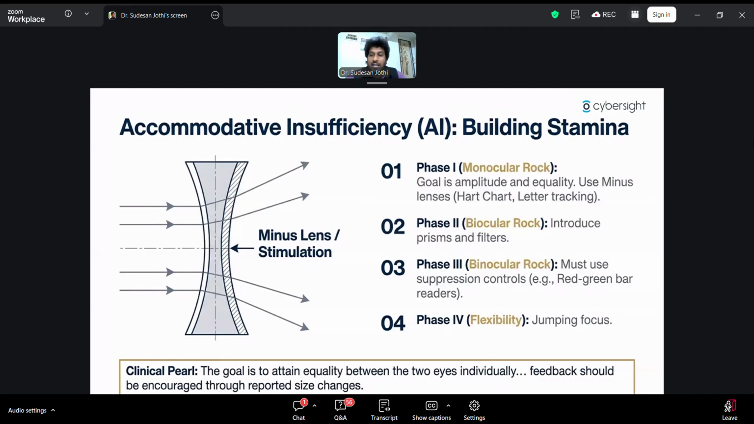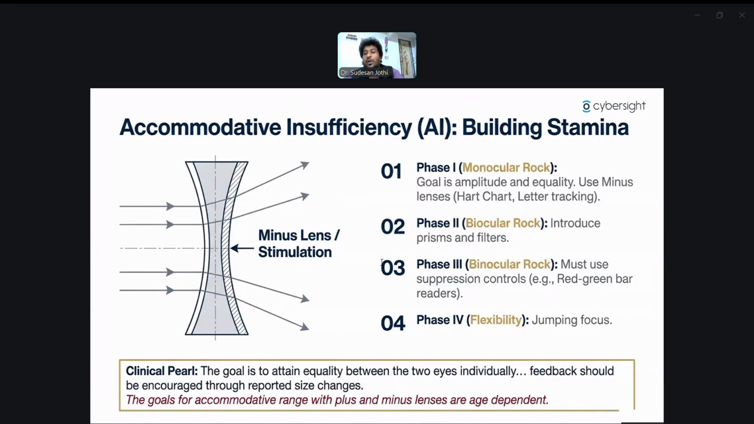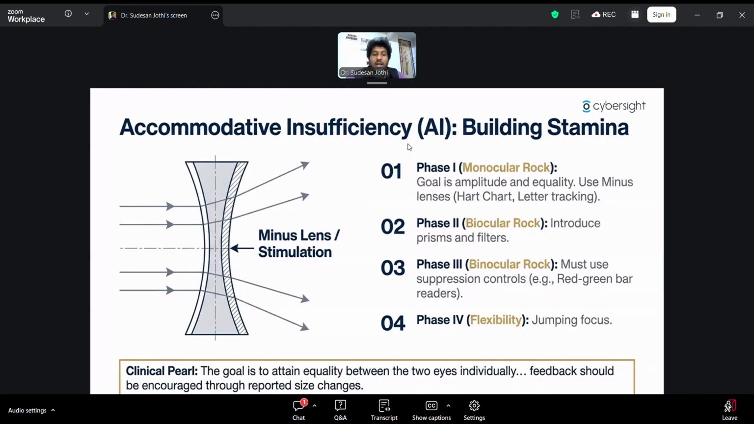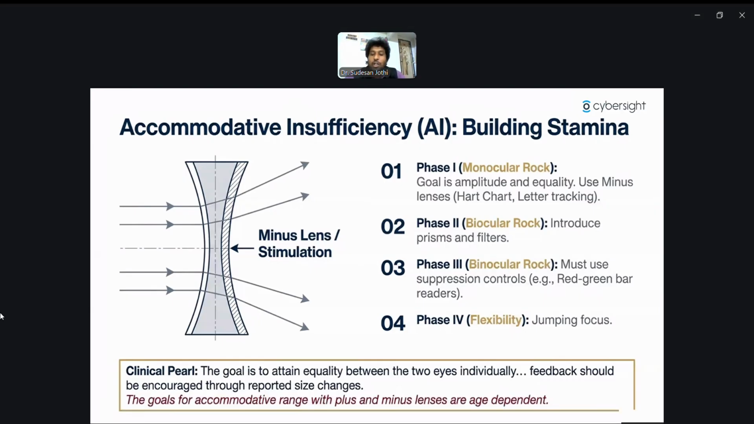You can use heart chart and letter. Phase two is binocular rock and prism and flippers. In phase three, you can find the separate, and phase four is flexibility. I want to mention the clinical pearl: the goal is to attain equality between the two eyes individually.